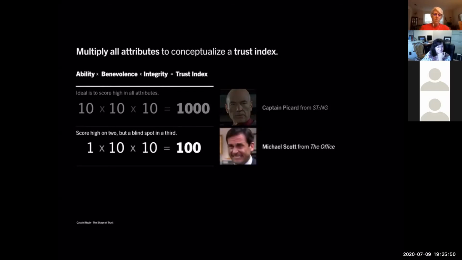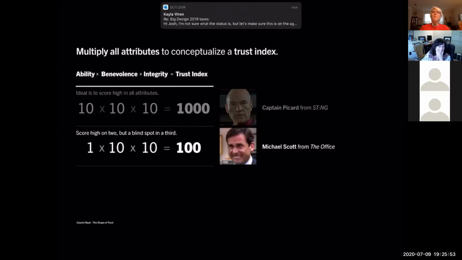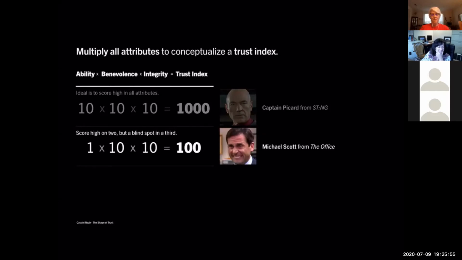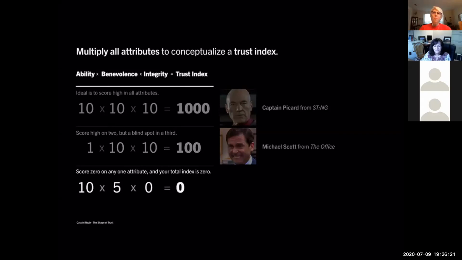And we can argue about this, but Michael Scott from The Office might demonstrate that. I'm being very kind to him on integrity. I'm being very kind to him on benevolence, but I'm probably being accurate on ability. His ability is very low. So you can have a 1, but still have a decent number in your trust index. But if you score a 0, right, anything times 0 is 0. Your total score in your total index is 0.